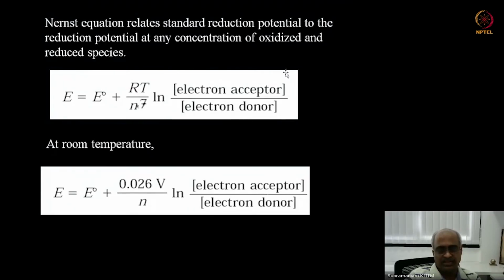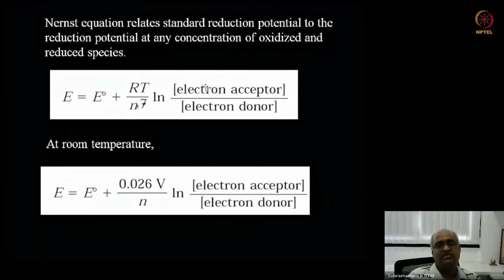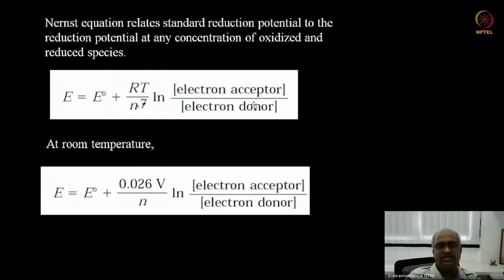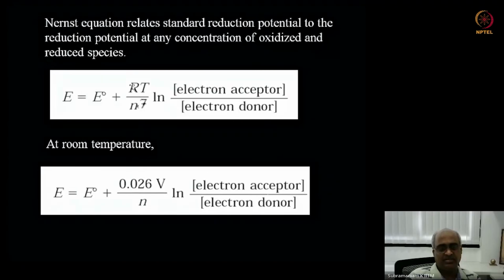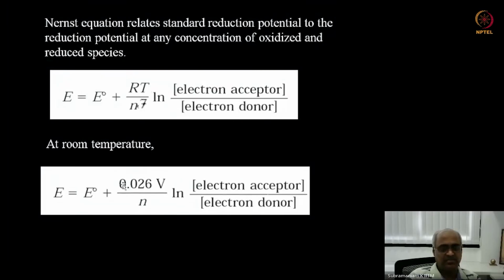So normally we take the reduction potential of the electron acceptor as a ratio, in the numerator, and in the denominator we have the electron donor. So the high reduction potential versus the low reduction potential. At room temperature, if you substitute the value of Faraday's constant, the number of electrons involved in this transfer, the gas constant and the absolute temperature, then it simplifies to this. These are constants, so the value depends on the number of electrons, which depends on your redox pair.